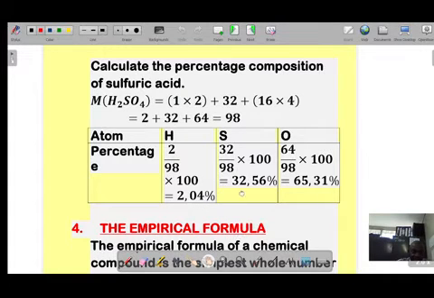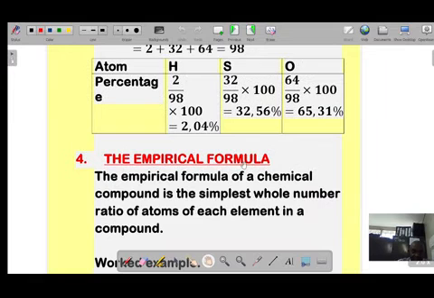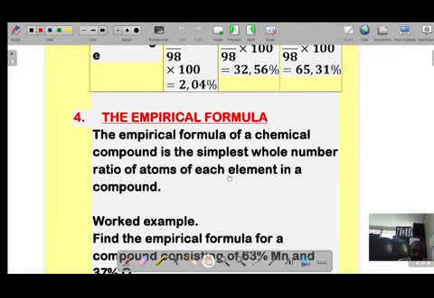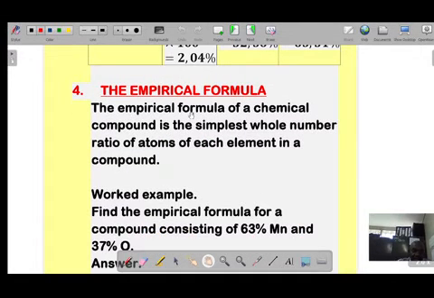What is the empirical formula? Now, the empirical formula of a chemical compound is the simplest whole number ratio of atoms of each element in a compound. Let me highlight it again. I'm saying that the empirical formula of a chemical compound is the simplest whole number ratio.